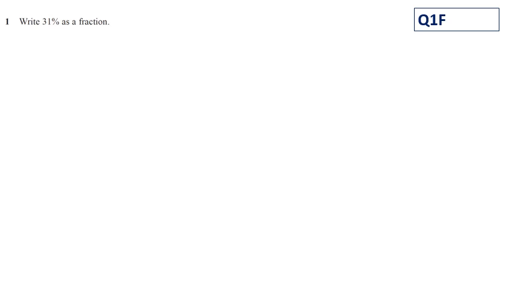Okay, question 1. Write 31% as a fraction. Now percent means out of 100, so in order for us to write 31% as a fraction we are going to write it over 100, so 31 over 100, and that's it. We don't need to simplify this, and we can't simplify this anyway because 31 is a prime number, so we'll leave the answer like so.